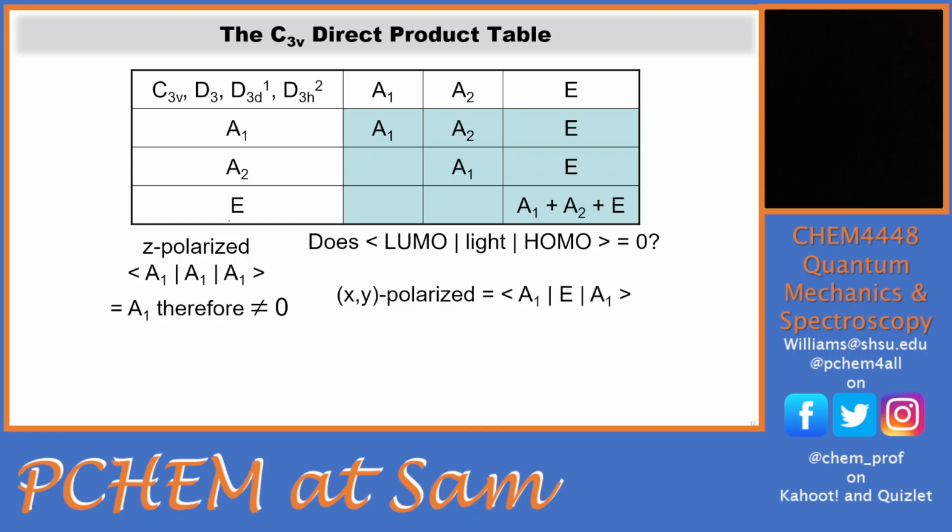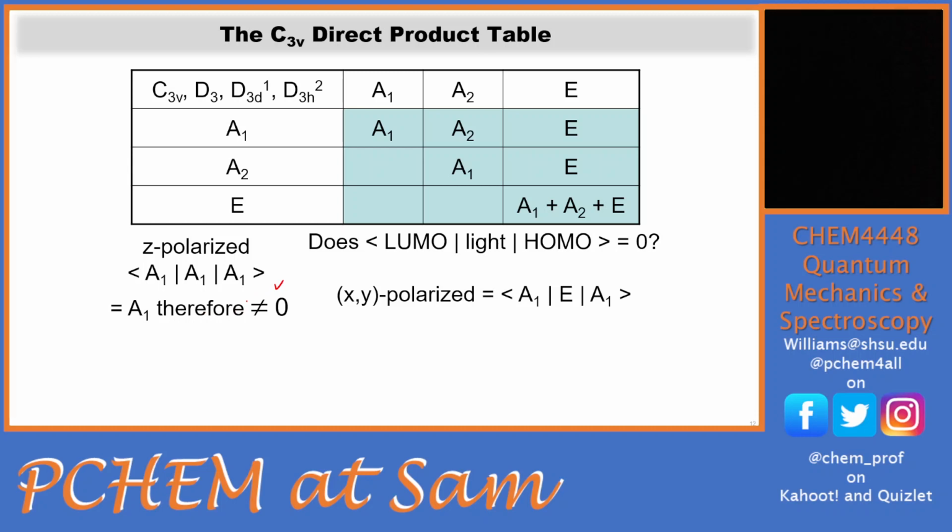Actually, let's just do Z first because it's simple. We have A1 times A1 times A1. And we can look at that table. We're going to get A1 for the first pairing, A1 for the second pairing. It's A1 all the way across. So you know that it's going to equal A1 in the end, and that's non-zero. So definitely Z polarized light can cause this transition to occur. So that's good. It's allowed by Z polarized light.